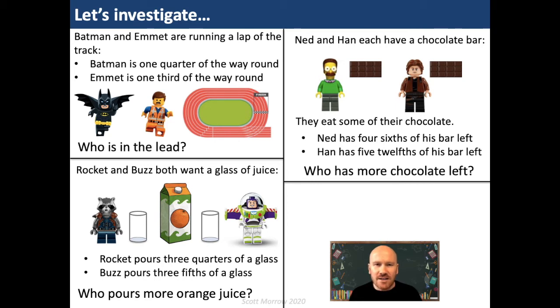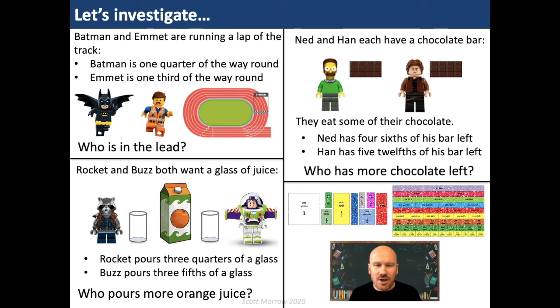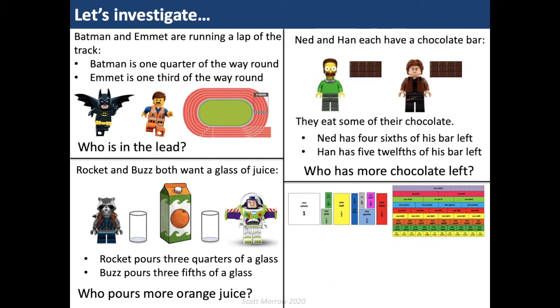As ever, I'd like you to use resources like fraction cards or maybe a fraction wall in order to solve these problems, and then draw pictures to prove and justify your thinking. Pause the video for 8 to 10 minutes, have a go at each of those, and then share your thoughts with the rest of the class.